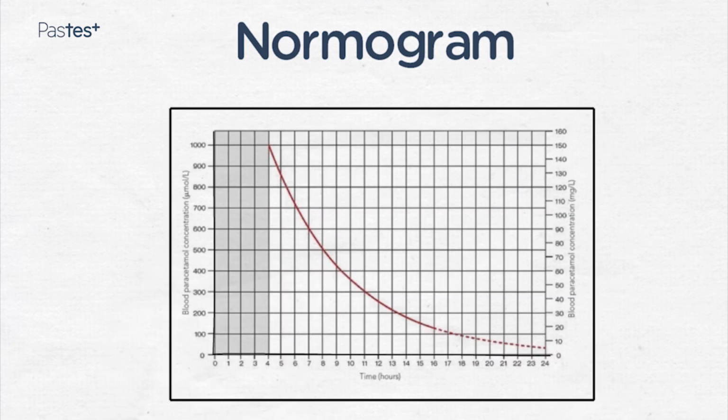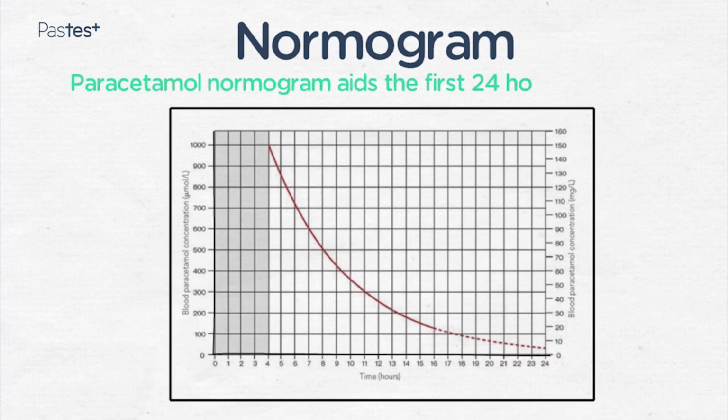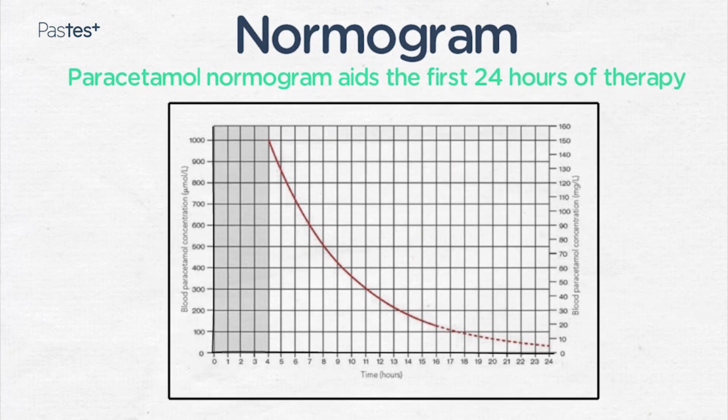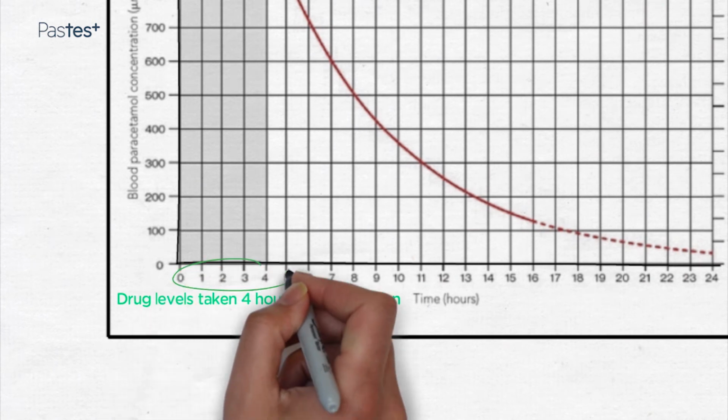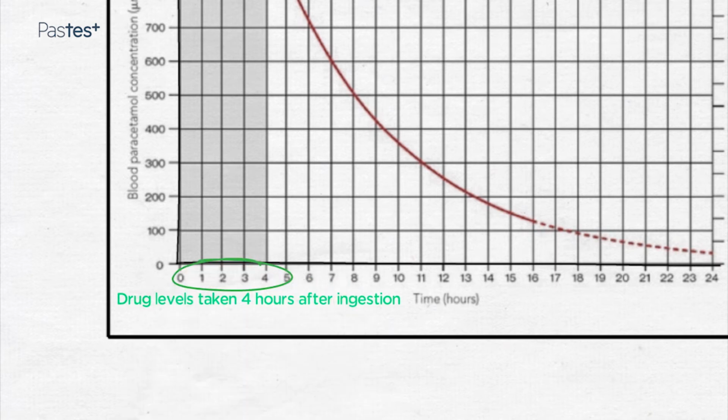Paracetamol nomogram. If you look at this diagram, it shows the paracetamol nomogram, which aids the first 24 hours of therapy. When a patient presents, drug levels are taken at 4 hours after time of ingestion. Any earlier is not useful.